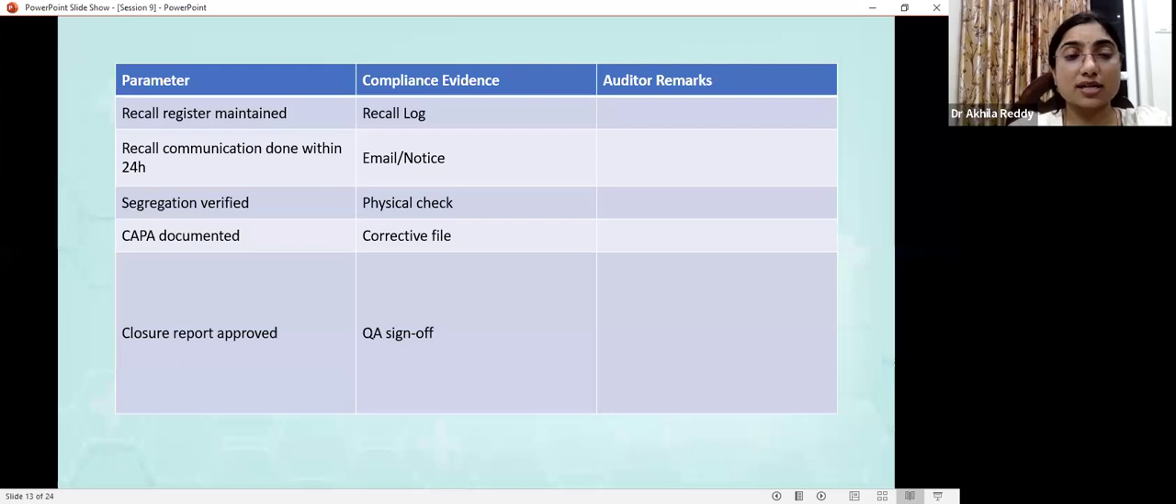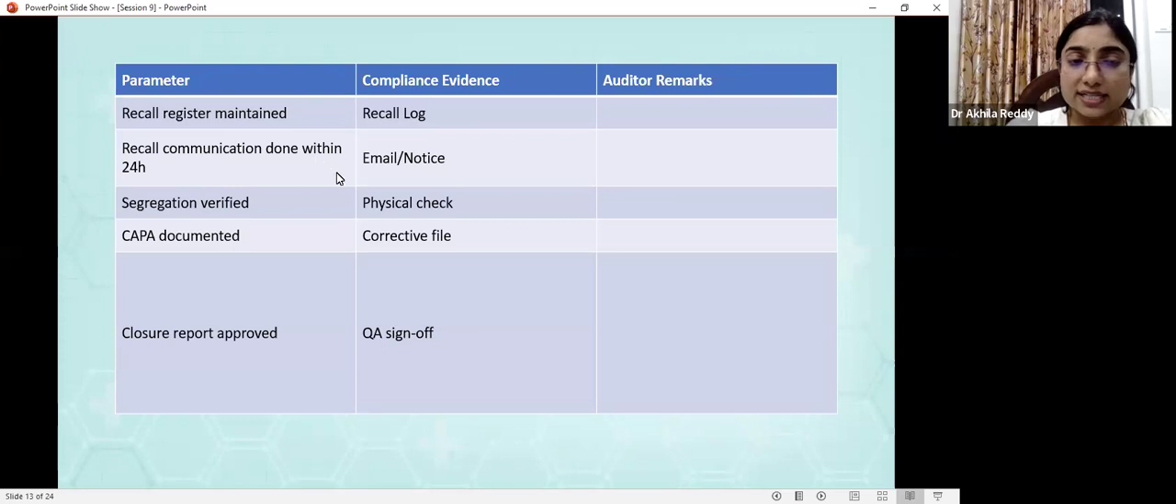These are the parameters you are supposed to check if you are an auditor. Then you must check all these parameters. First, recall register maintained. If you go as an auditor, or if you are doing an internship, go to your hospitals and check if any drug recall register is being maintained or not. If no register is maintained, then that hospital is non-compliant. That is drug recall. The compliance evidence: if they are writing yes, then check the recall log.